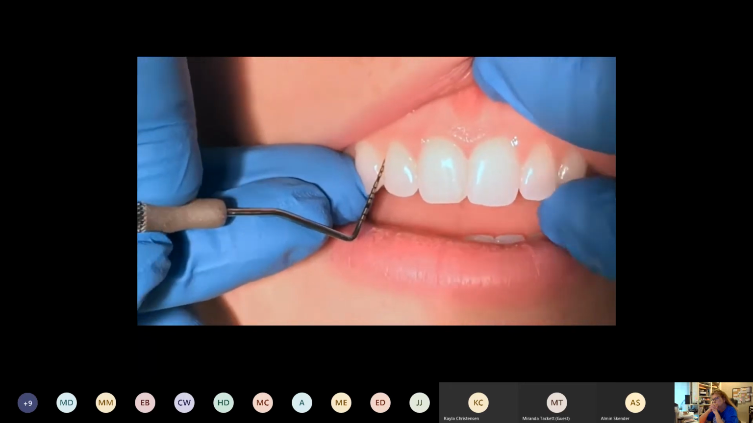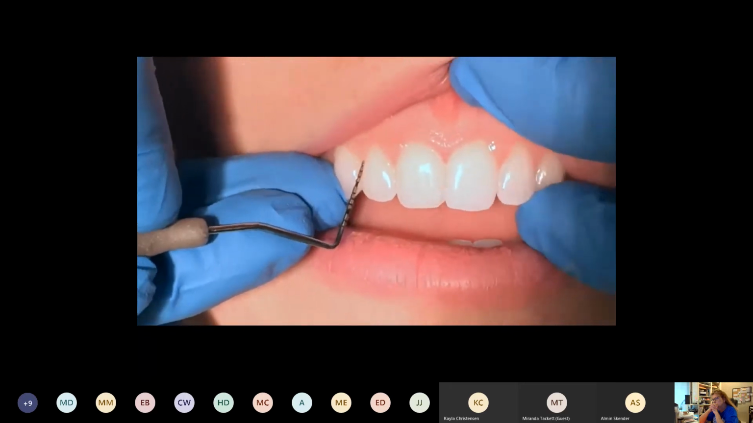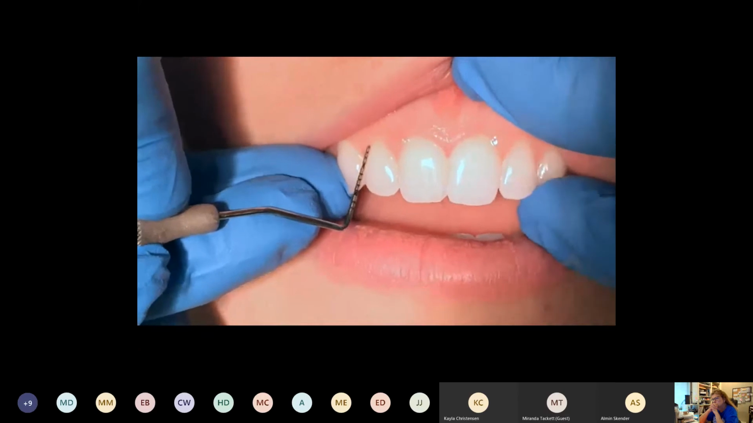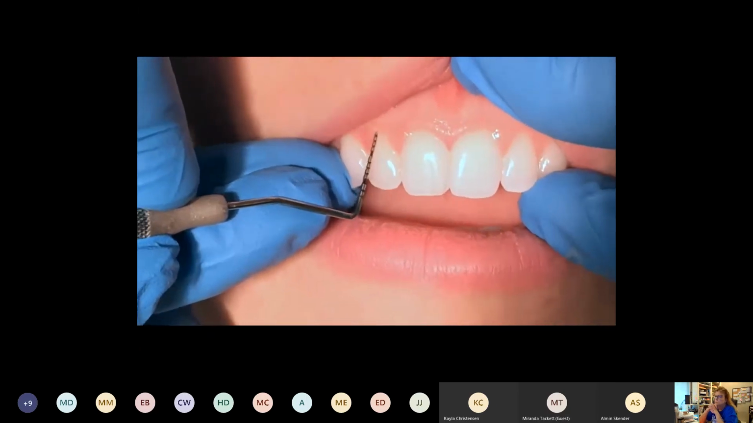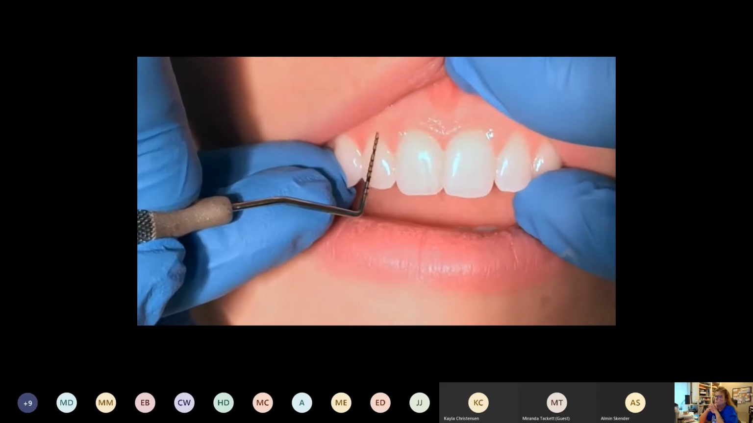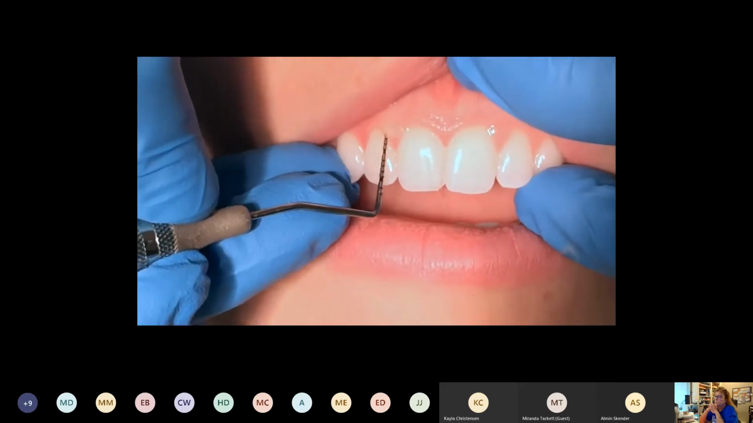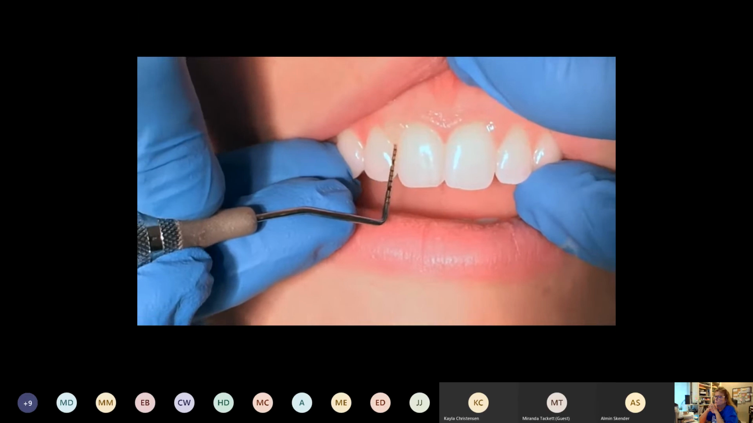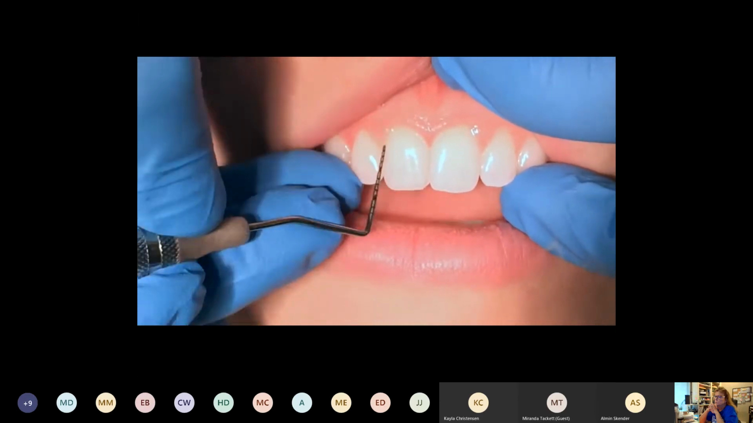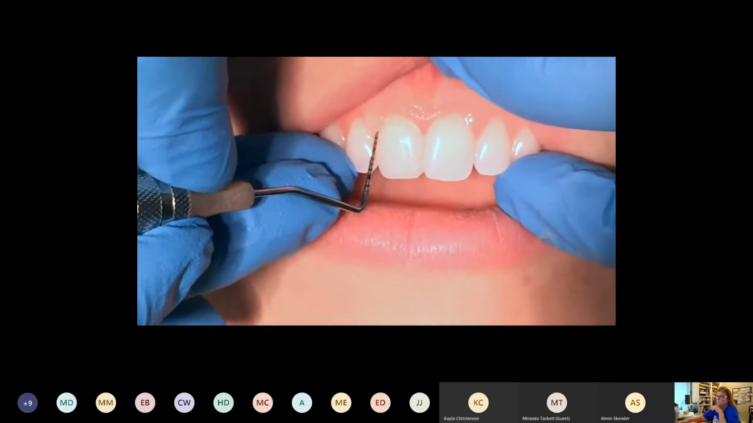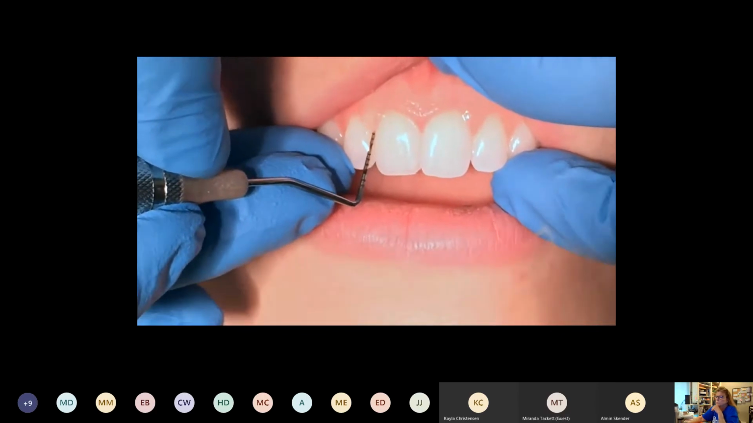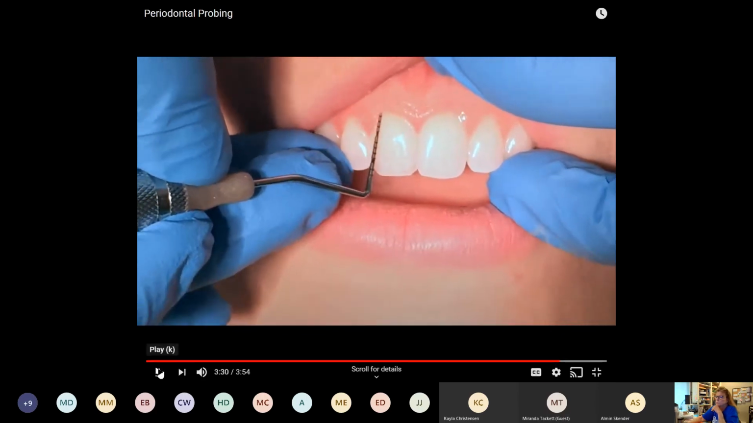blanch, blanch, blanch, blanch, 10 degrees into the col, come out, blanch, blanch, blanch, 10 degrees into the col, come out, blanch, blanch, 10 degrees in, out, blanching.